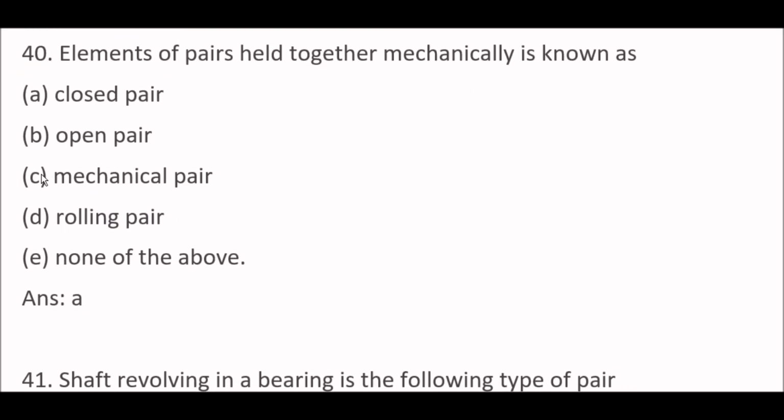Next question. Elements of pairs held together mechanically is known as option A, closed pair, option B, open pair, option C, mechanical pair, option D, rolling pair, option E, none of the above. Right answer is option A, closed pair. Okay. Elements of pairs held together mechanically is known as closed pair.